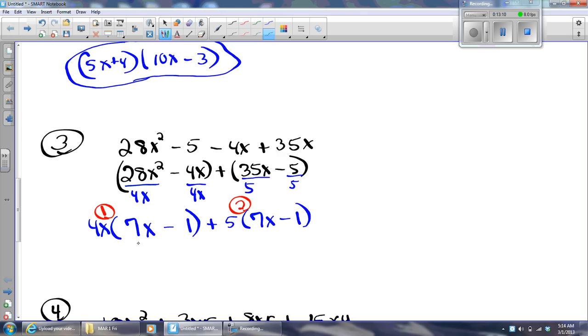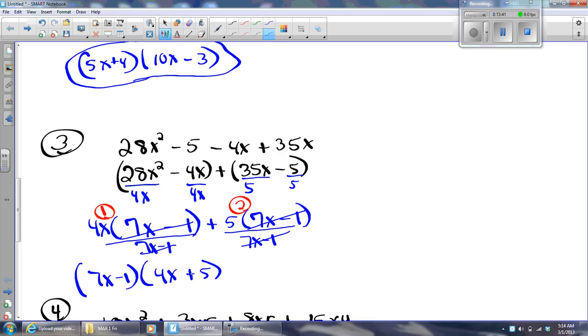My GCF is 7x minus 1. Oops, sorry, got ahead of myself there. So I'm going to divide this side by 7x minus 1, and this term by 7x minus 1, which means that's my GCF. Bring it out front, and when I divide by that on the first term, those cancel, leaving a 4x. Over here, those cancel, leaving a positive 5. And there you go. There's my third GCF, and I'm done.